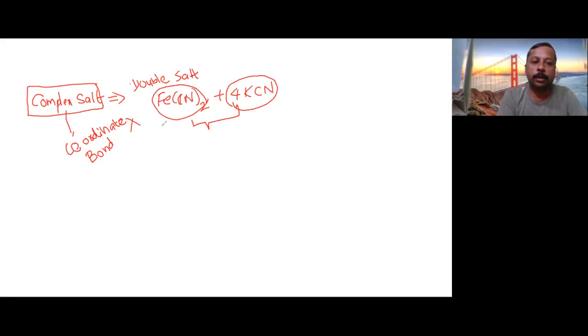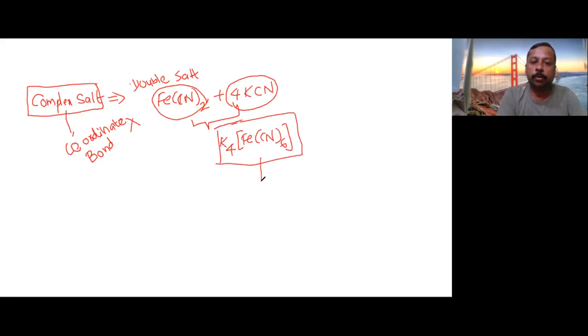In the double salt, there won't be any coordinate covalent bond between the given two salts. If they are able to form a coordinate covalent bond, then it is called a complex salt. Now, after combining, we will write it like this: K4[Fe(CN)6]. So this is the complete complex salt.